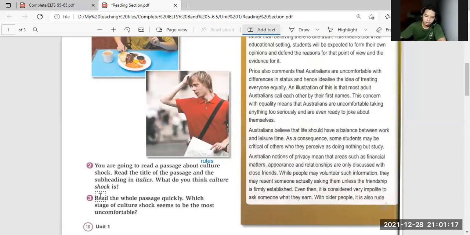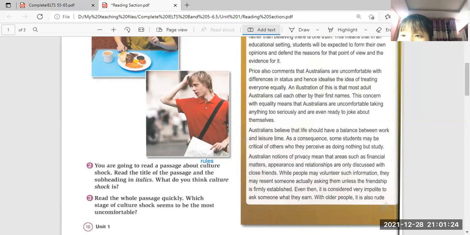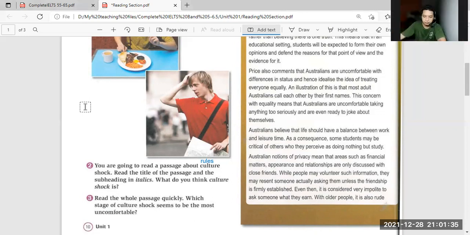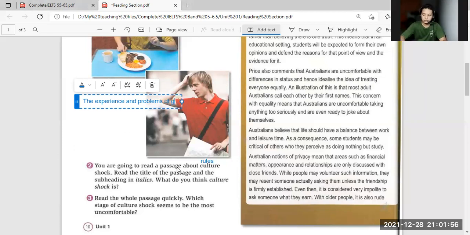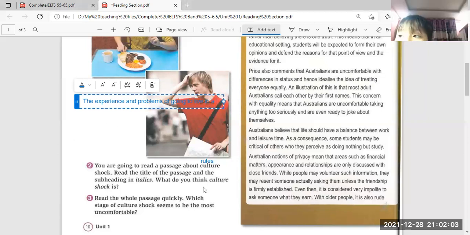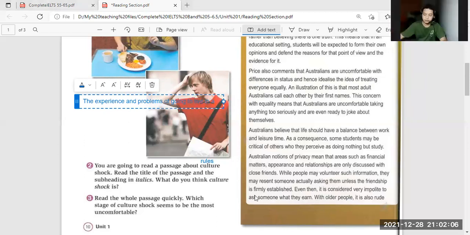And here, culture shock. Okay, so what do you think culture shock is? Yeah, different culture. Okay, I'll write it for you. So culture shock is the experience and problems of going to live in a different culture.